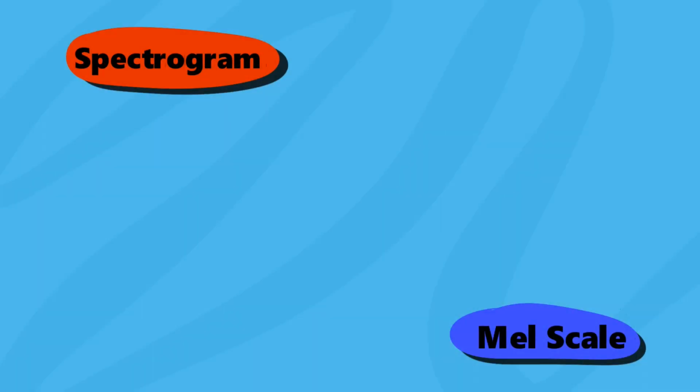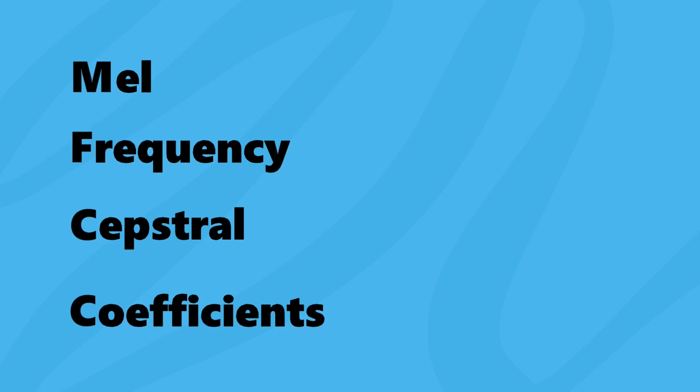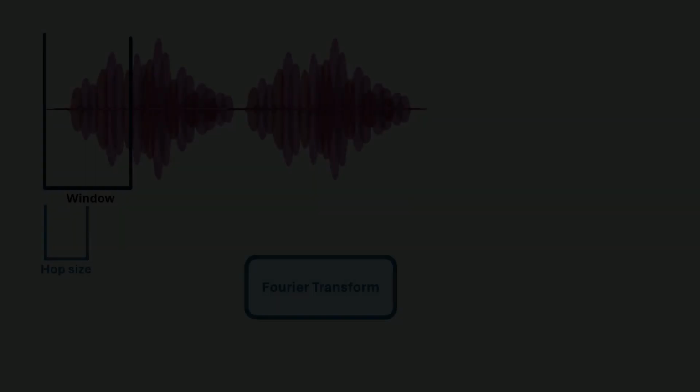Finally, we're going to end up combining the spectrograms and the Mel scale to get the features for our neural network. This is called Mel Frequency Cepstral Coefficients, otherwise known as MFCCs. I'm not going to do a deep dive of how to calculate MFCCs exactly, but it is effectively a combination of a spectrogram and using the Mel scale.